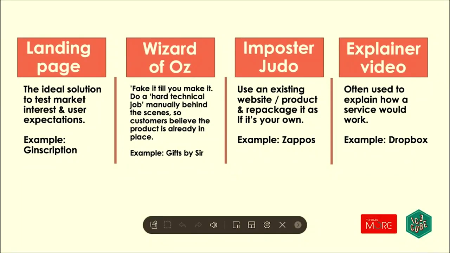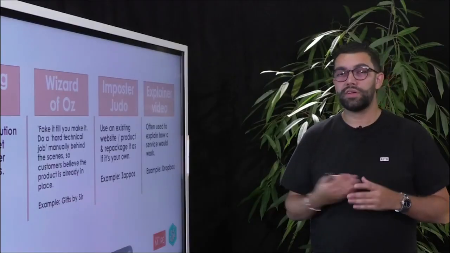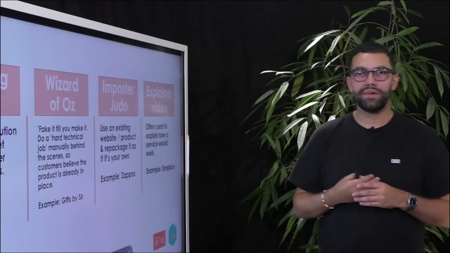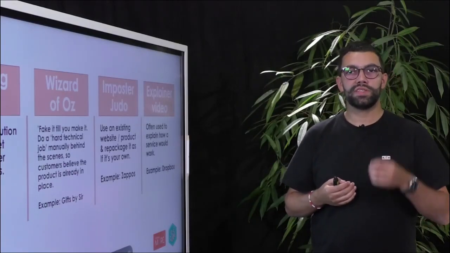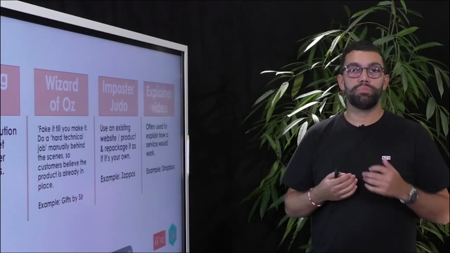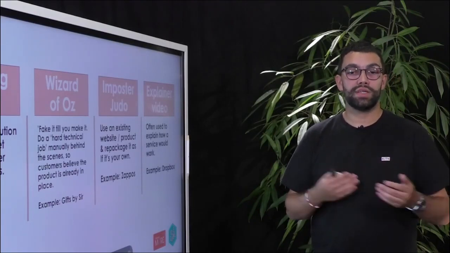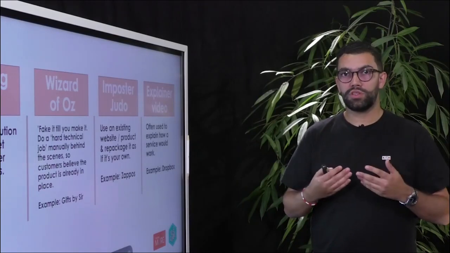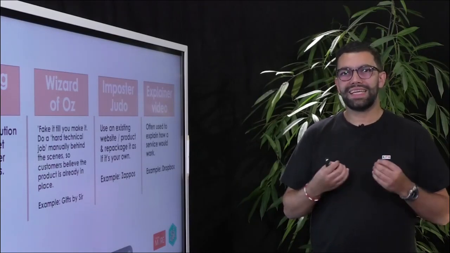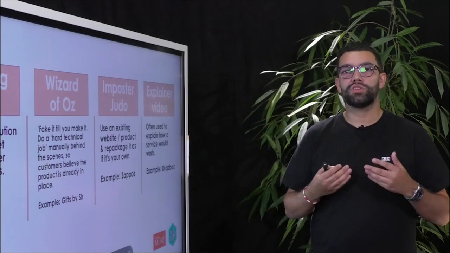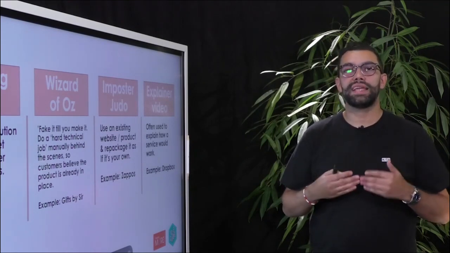Second example is a Wizard of Oz, and one of my friends and ex-colleagues used this for his startup, Gifts by Sir, which was basically an AI feature solution to generate the perfect gift for your friend or your partner, whoever, or a family member, it doesn't matter. Based on a series of questions, this startup would recommend you the perfect gift and allow you to buy it in one click. But of course, to build such a solution, there are quite a lot of technical requirements, and it's really hard, and it requires quite some budget before you can actually launch it.